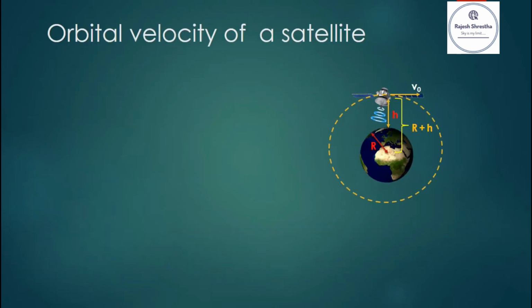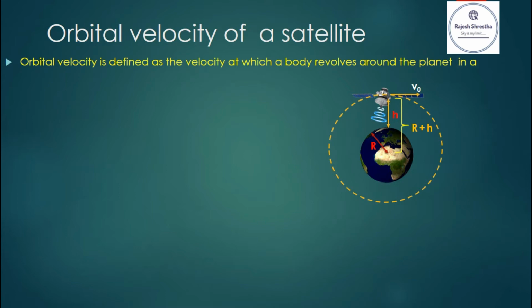Now let's talk about the orbital velocity of a satellite. Here in the figure, the orbital velocity is defined as the velocity at which a body revolves around the planet in a fixed orbit. Let us consider the earth is spherical in shape, having radius capital R, and the satellite is at height h from the surface of the earth, so that the total height from the center of the earth is R plus h, and the satellite is orbiting around the earth with the orbital velocity v0.